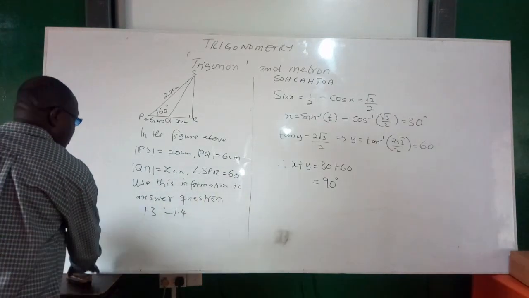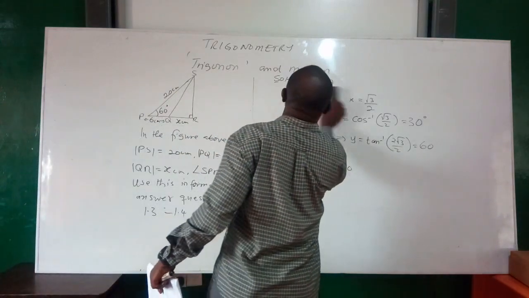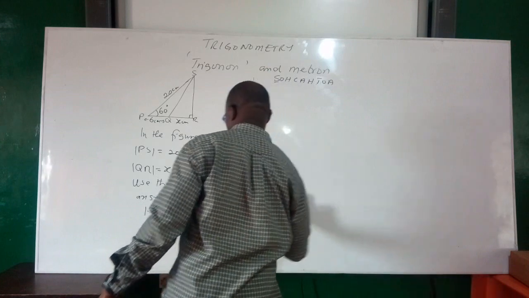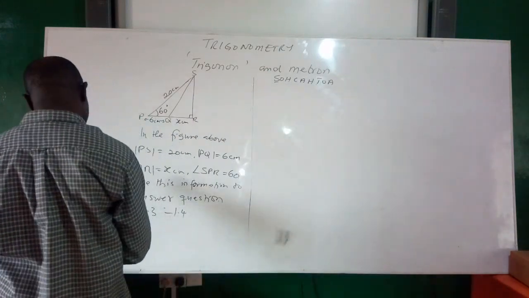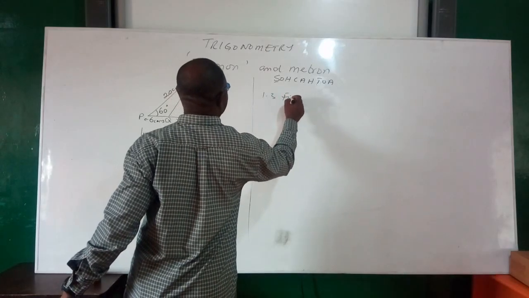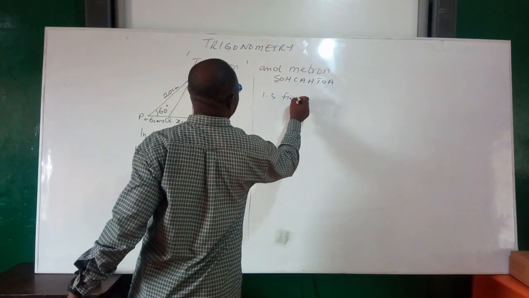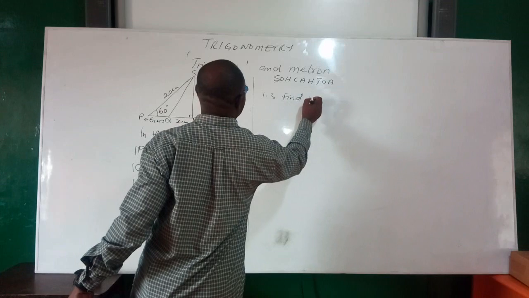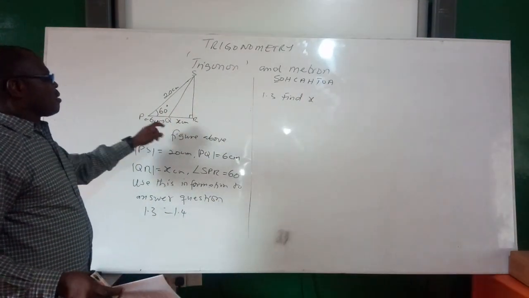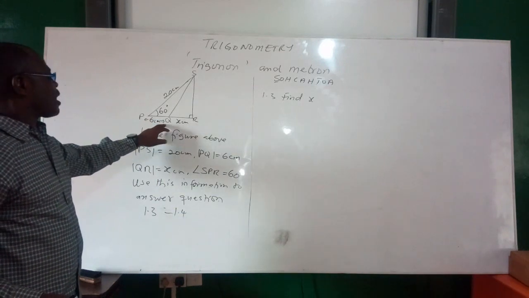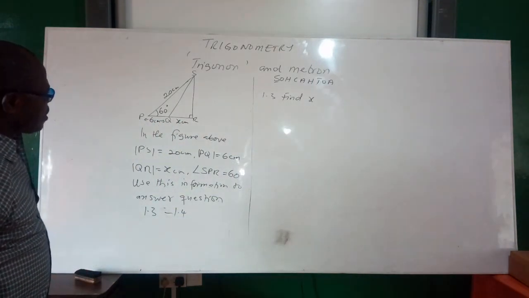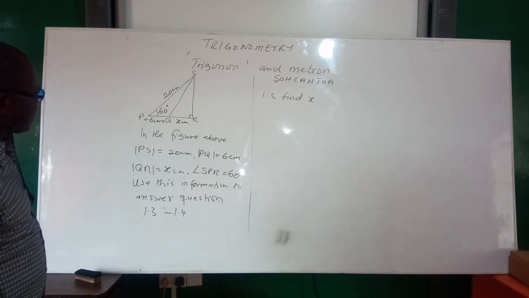All right. Now let's see what 1.3 is requesting from us. The 1.3 says that we should find the value of x. So, find x. The x is the magnitude of QR, or the distance between Q and R. Let's see how we'll be able to find that one.